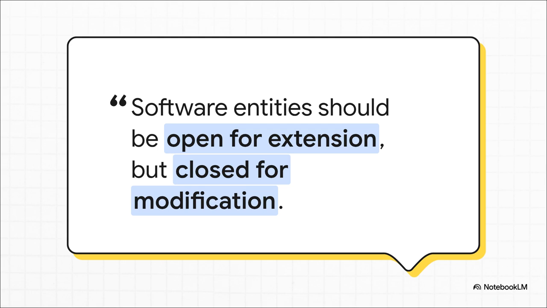O stands for the Open/Closed Principle, and the idea is pretty cool. Your code should be open for extension, but closed for modification. So what on earth does that mean? It means you should always be able to add new functionality without going back and changing your old, stable code that you already know works.